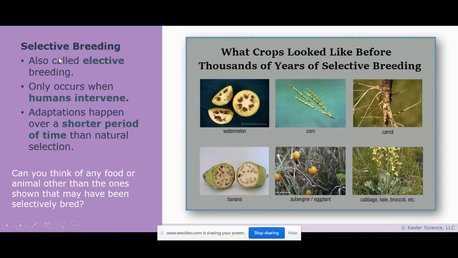Selective breeding or artificial selection is also elective breeding. It happens when we intervene, when we mess with things. So for example, these are what foods used to look like before we started messing with them. They don't look nearly as appetizing to eat. So we, through the process of selective breeding, changed them to make them more desirable for us, to give us higher yielding crops. Adaptations that are selectively bred happen over a short period of time. Natural selection typically takes many, many generations for a change to be seen widely through the population. Pause the video and answer the question on your student version.